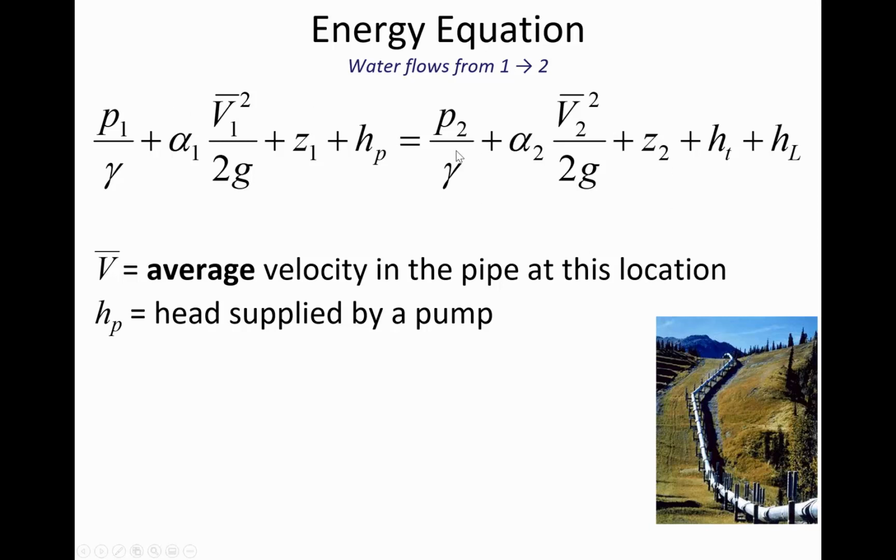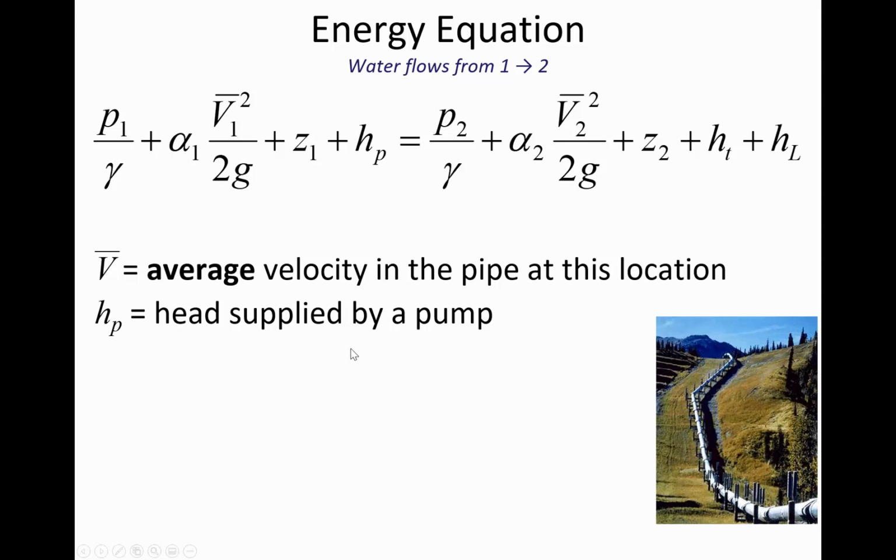Except for, it's really saying the energy at 1 plus how much energy is added by the pump is equal to the energy at 2 plus how much losses there were and how much energy was taken out through the turbine. And so HP and HT are not interchangeable. The pump term belongs on the left, the turbine term and the head loss term both belong on the right.